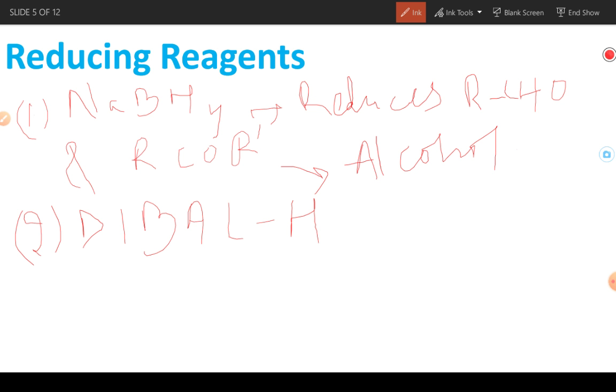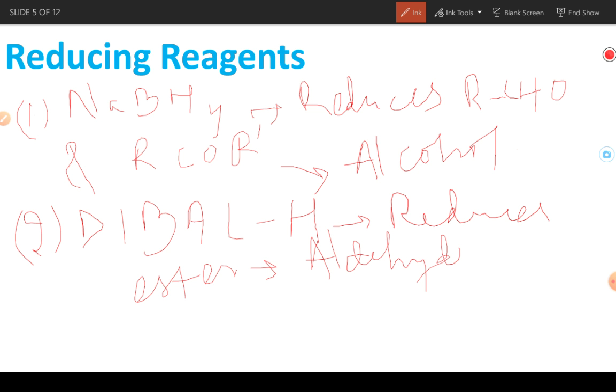This is about diisobutylaluminum hydride. The main thing is that this reduces ester into aldehyde. This is very important. During the conversion of ester into aldehyde, we need DIBAL-H.